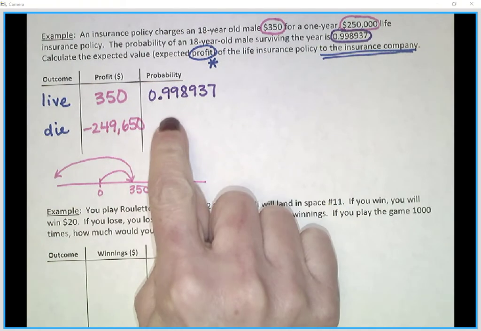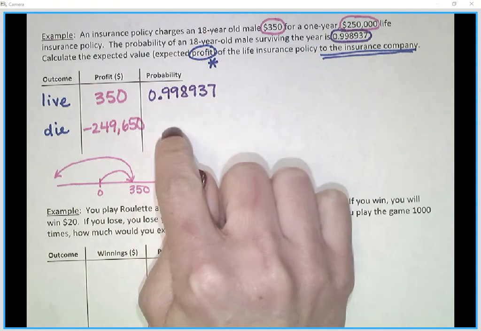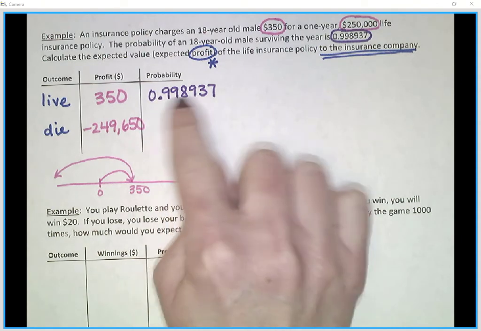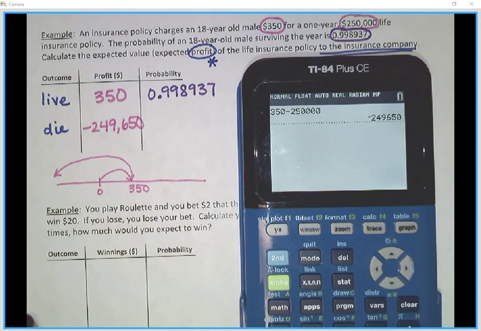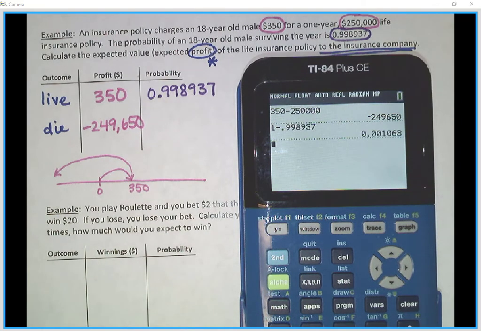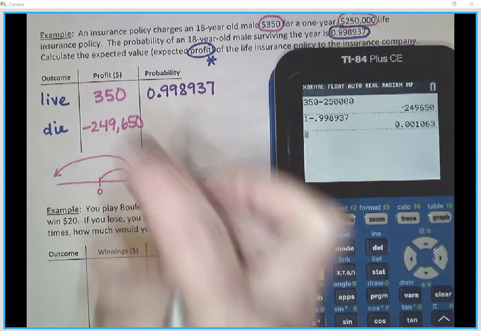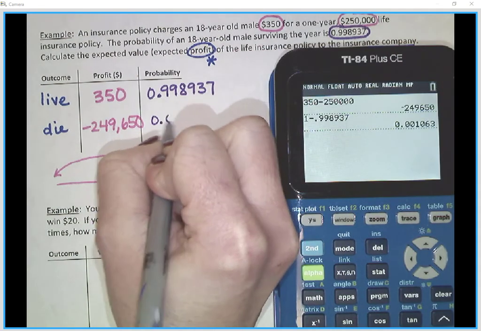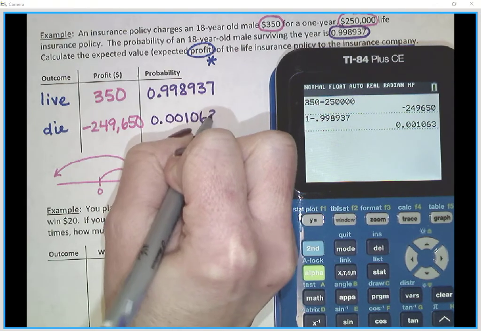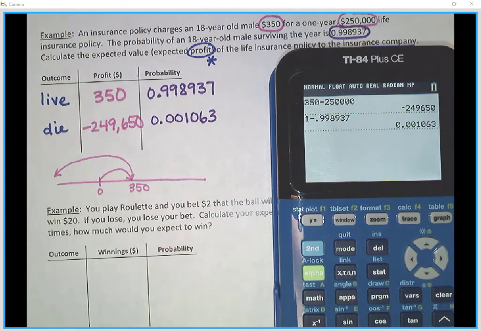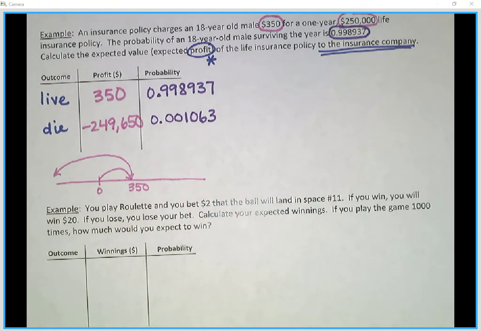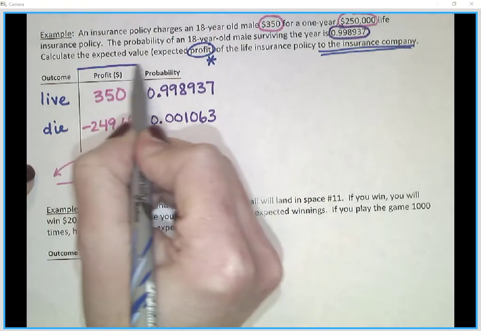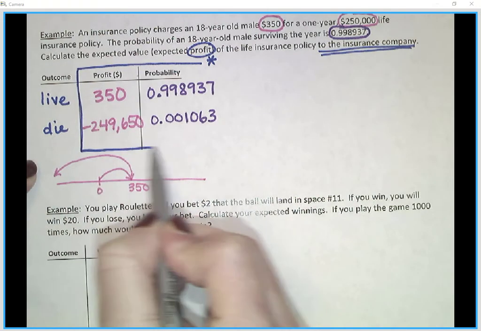Now, how do we figure out what this other probability is? Well, there's only 2, and we know they have to add up to 1. So if this probability is 0.998937, to get the other one, you just subtract from 1. You have to write out all those decimals: 0.001063. You should make sure that those actually do add up to 1, and they should. Okay. So now we have the probability table that we just created for profit.